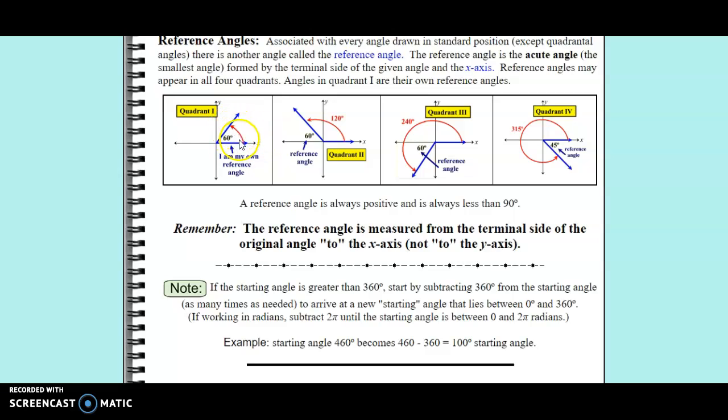So in this case, in quadrant 1, you're your own reference angle. In quadrant 2, you're getting back to the negative x-axis. In quadrant 3, you're getting back to the negative x-axis. And in quadrant 4, you're completing your turn to the positive x-axis.